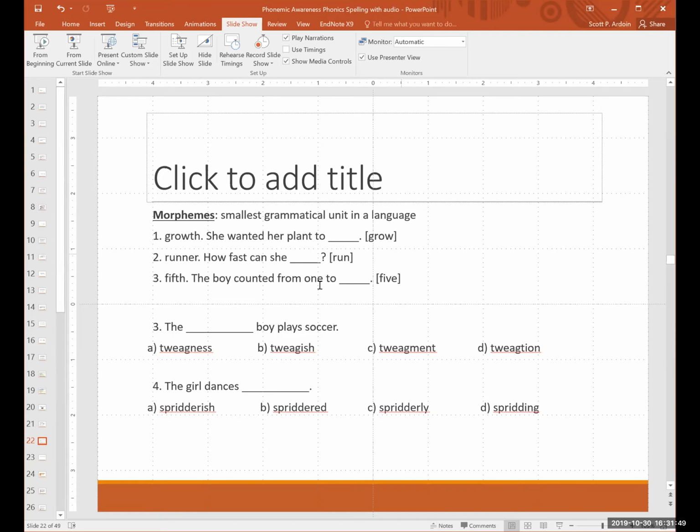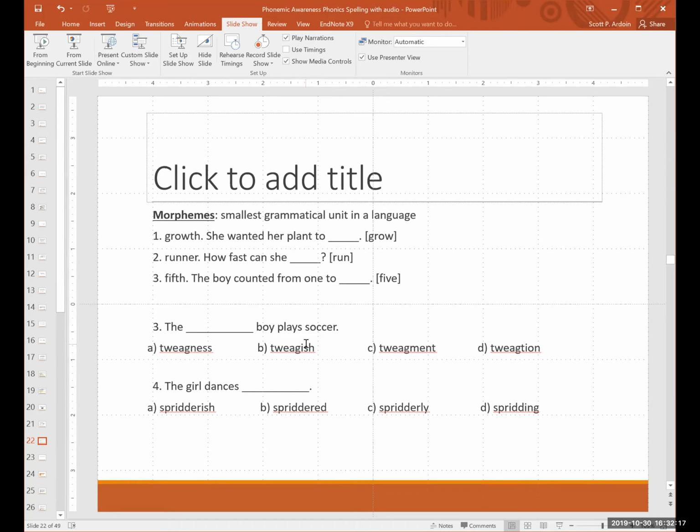So for some morphological awareness measures, we might just put the word growth, and then ask the person to say, she wanted her plant to, and they would need to say growth. We'd say runner, and we'd read, how fast can she, and we're expecting the reader to say run, right? Fifth: the boy counted from 1 to what? We're expecting them to say 5. Here's another type of example.